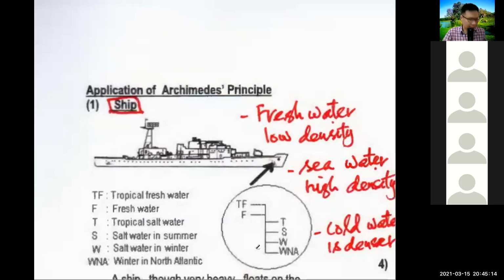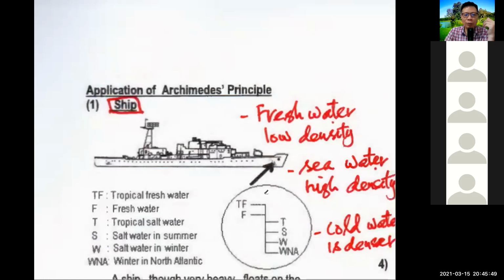Okay, I'll say it again now. The line shows where the ship will sink, the level where the ship will sink in different areas around the world. You see here, the highest line means the ship sinks the deepest. Deepest is this level, tropical fresh water. It will sink very, very deep inside. That's why the line here is very high. High means the ship sinks very deep already. The water level is here.